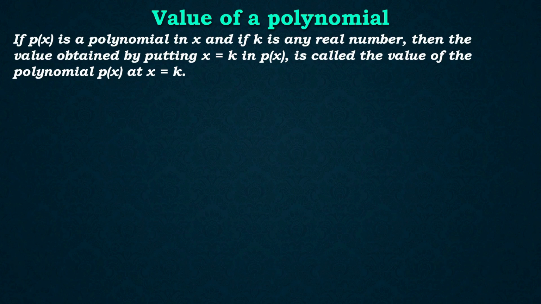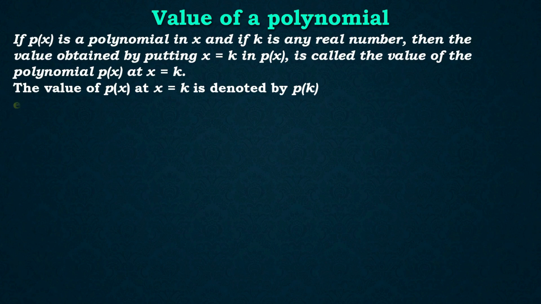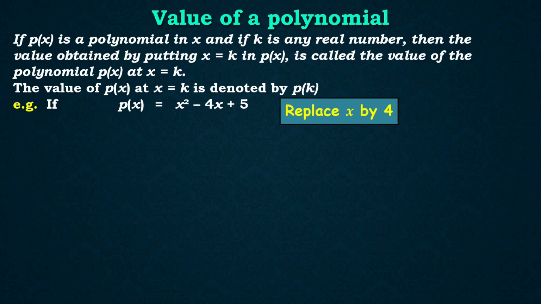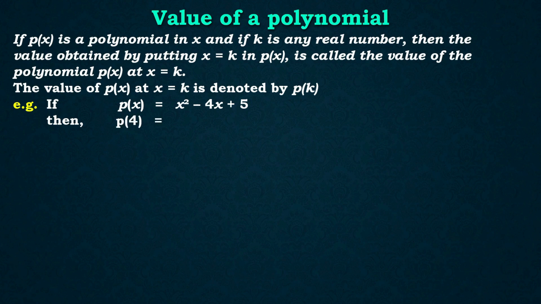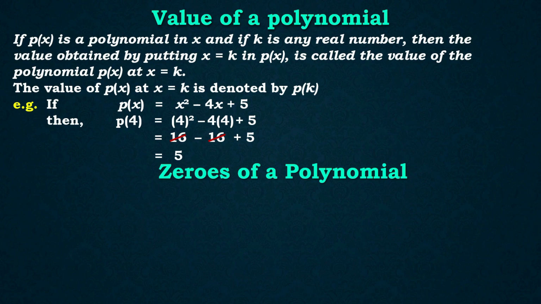For example, consider the polynomial p of x equals x squared minus 4x plus 5. To find the value of this polynomial at x equals 4, we replace x by 4. So, p of 4 equals 4 squared minus 4 times 4 plus 5. That is 16 minus 16 plus 5, which equals 5. Hence, the value of the polynomial at x equals 4 is 5.